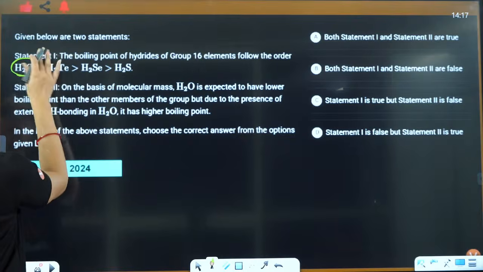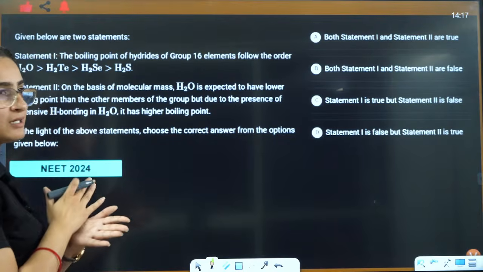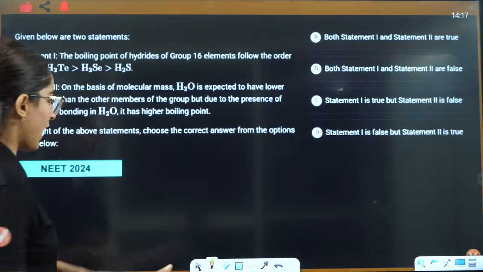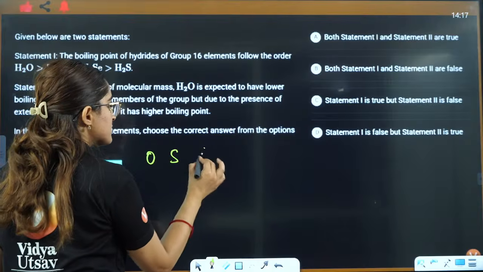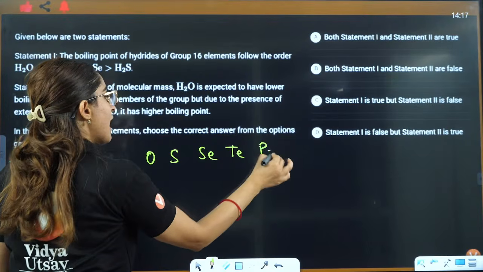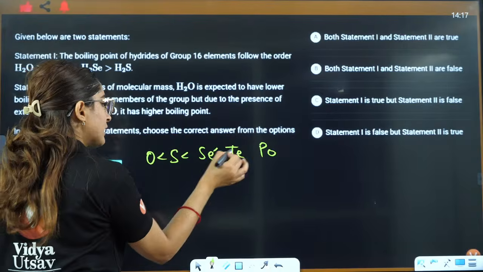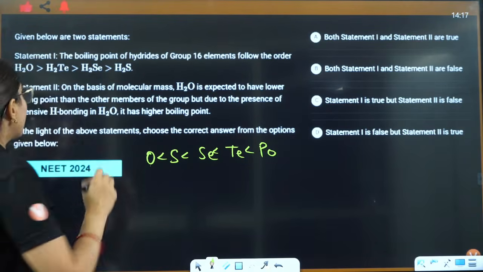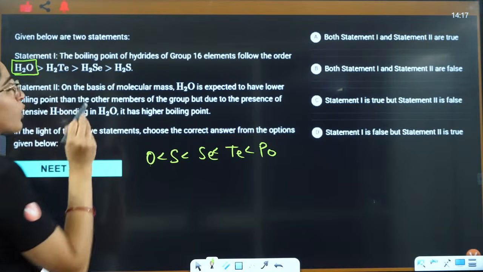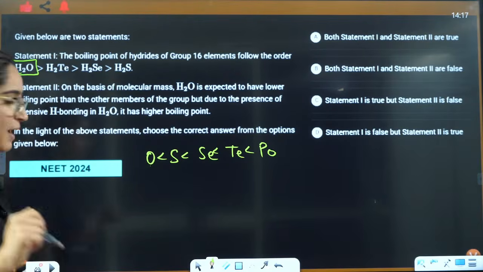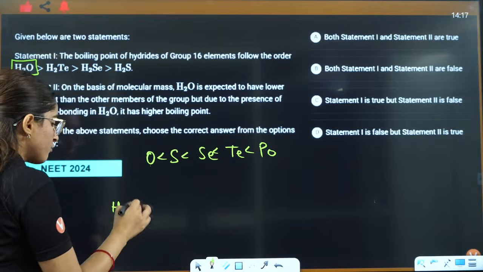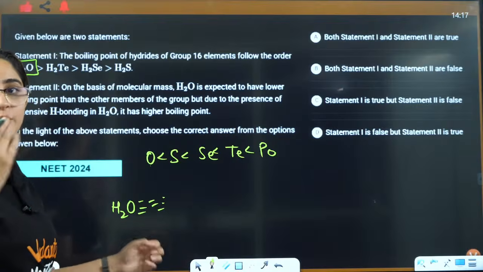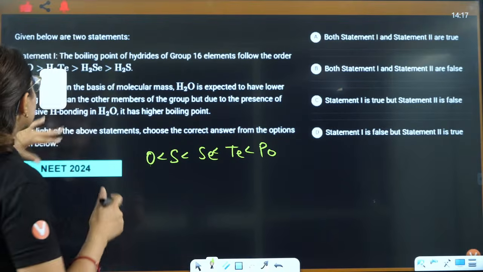Why? The boiling point should increase as we go down the group: oxygen, sulfur, selenium. It should increase down the group, which means oxygen should have the minimum. But why does oxygen have the maximum? Because of the hydrogen bond. In water, it forms hydrogen bonds with other water molecules. That is why the boiling point is maximum. That is the exception here.